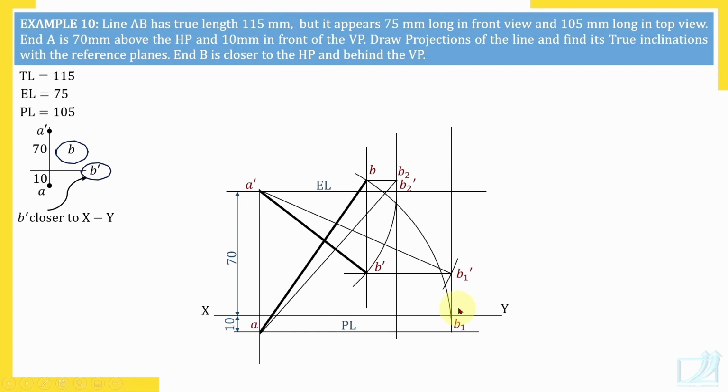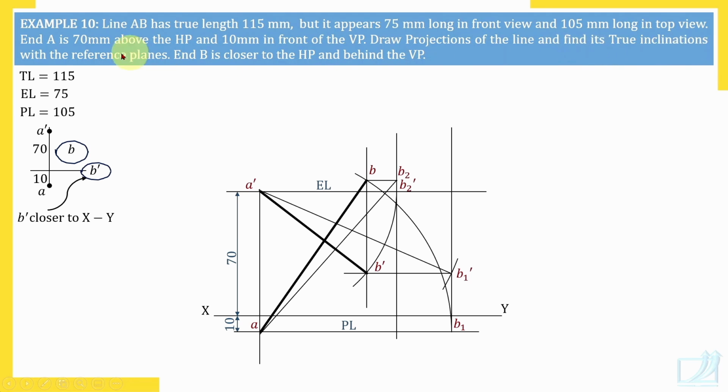Then check here, B dash is closer to XY line. Check here, end B is closer to HP. So when it is mentioned that end B is closer to HP, it is comparison between the two ends. Check here, end A dash and end B dash. Which is closer to HP? Front view gives distance from HP. So B dash is closer to HP and point B is behind VP. Yes, behind VP means on drawing paper behind XY line. So our drawing is perfect. We have solved the problem.